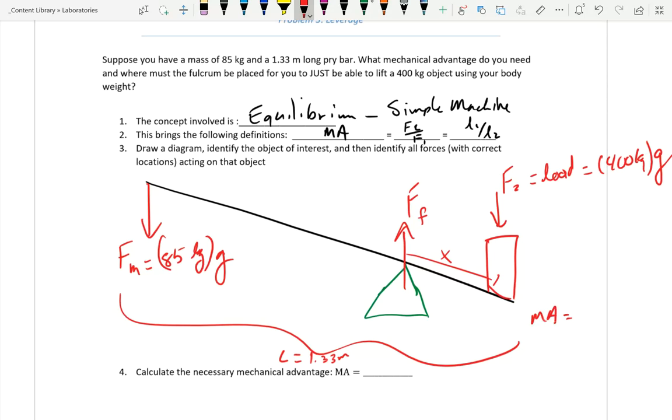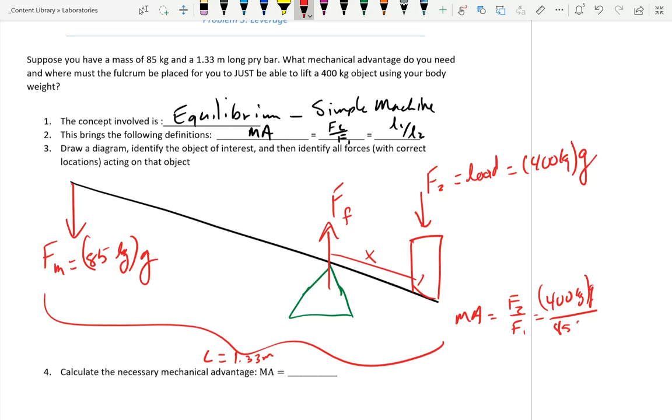mechanical advantage is equal to force 2 over force 1, equals 400 kilograms times g divided by 85 kilograms times g. Notice I never put in the 9.8 because what happens to my g's now? They cancel out. And so, what was it you got? 4 point, if you round up, it's 4.71. Yeah, 4.7. I only have 2 sig figs, so 4.7.